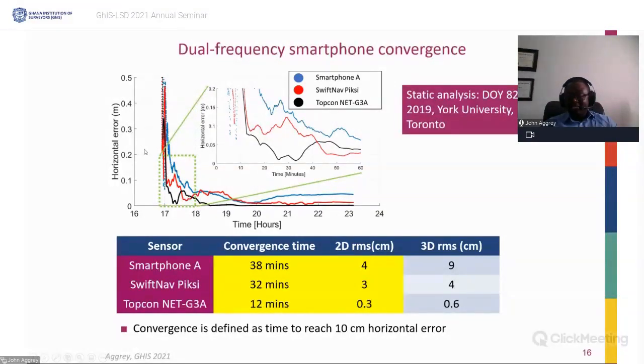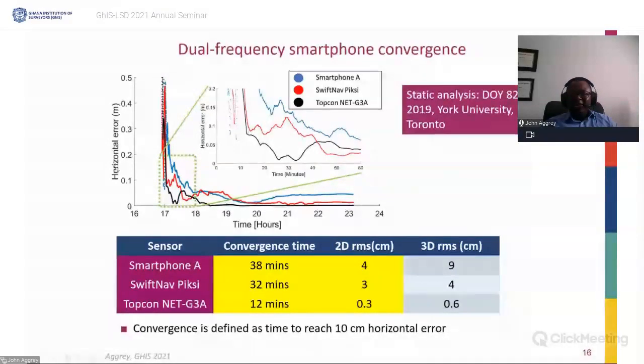So as you can see here, this is using smartphone A, and then I'm using a SwiftNav Piksi receiver. This kind of receiver is also a geodetic grade receiver. So I'm using a geodetic grade receiver as well as a Topcon receiver, and then I'm using them to generate these kinds of results. Now, please take a look at the axis of this plot that I'm showing you. This is the horizontal error, and by horizontal error, I mean the eastern and the northern combined. And I'm sure most of you are familiar with that.